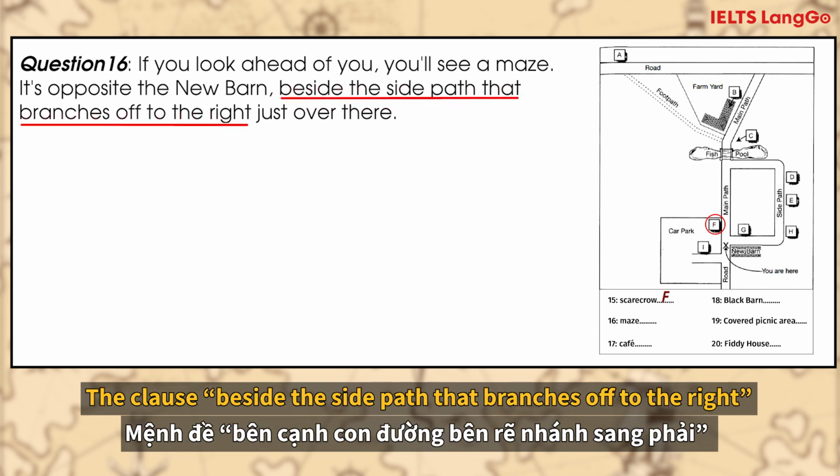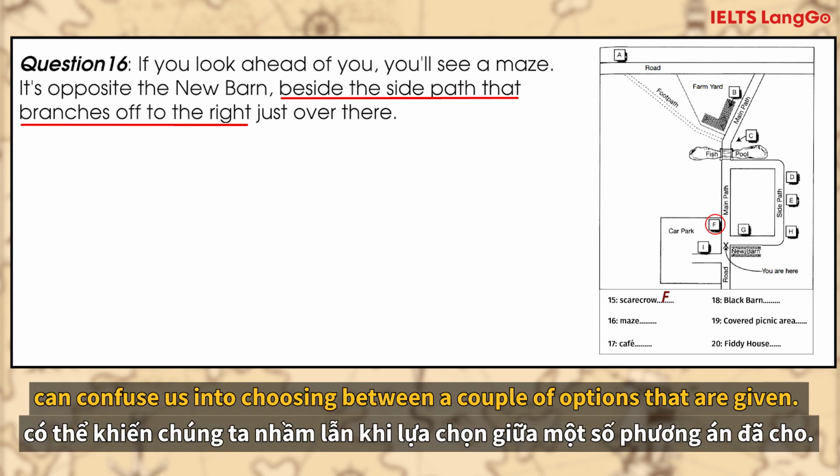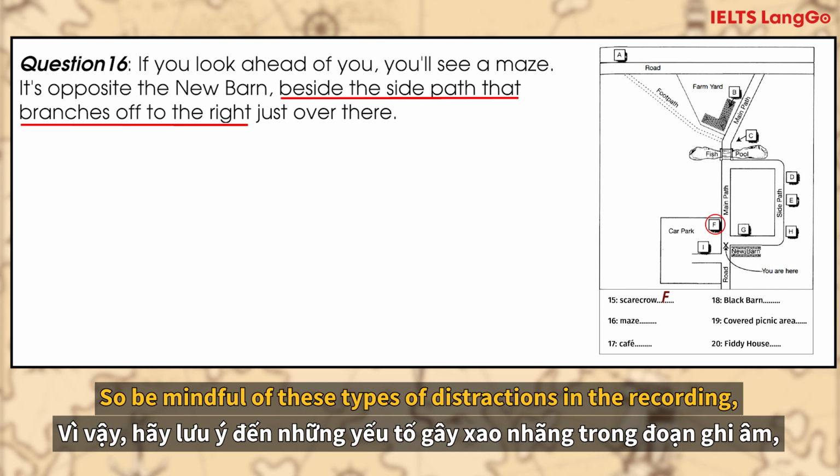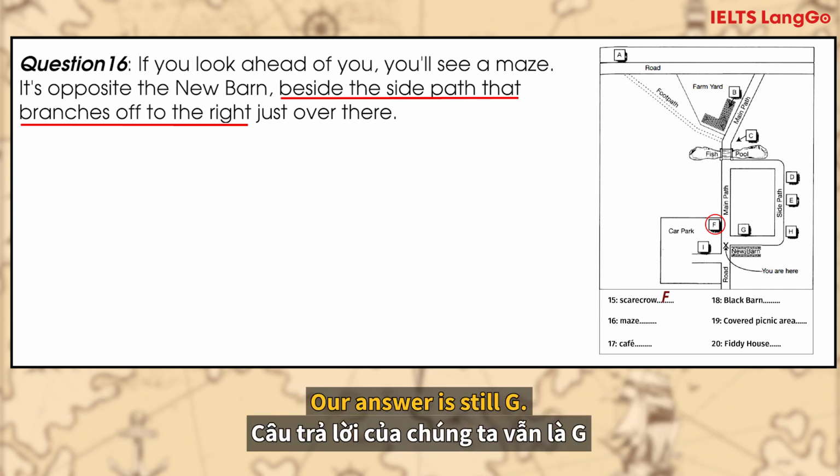The clause beside the side path that branches off to the right can confuse us into choosing between a couple of the options that are given. So be mindful of these kinds of distractions in the recording. They try to trick you. Our answer is still G.